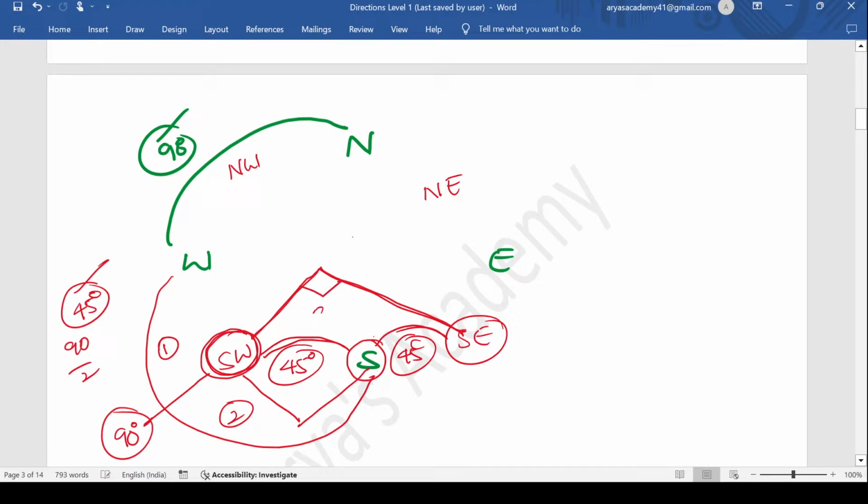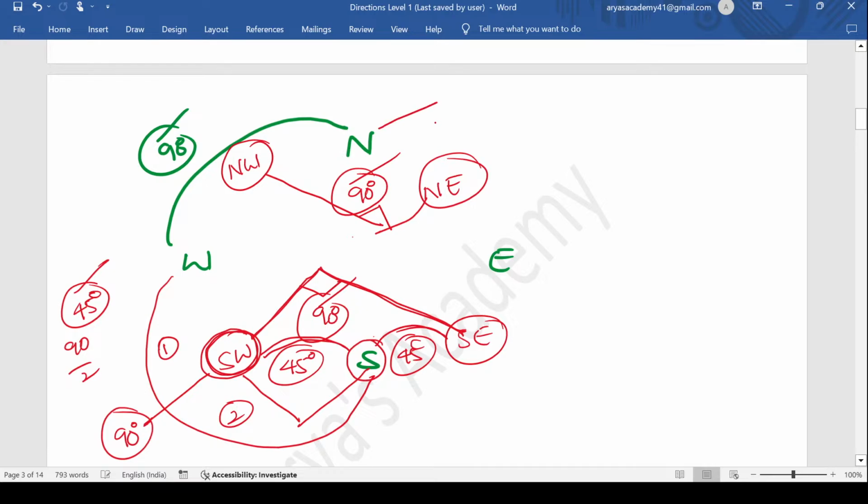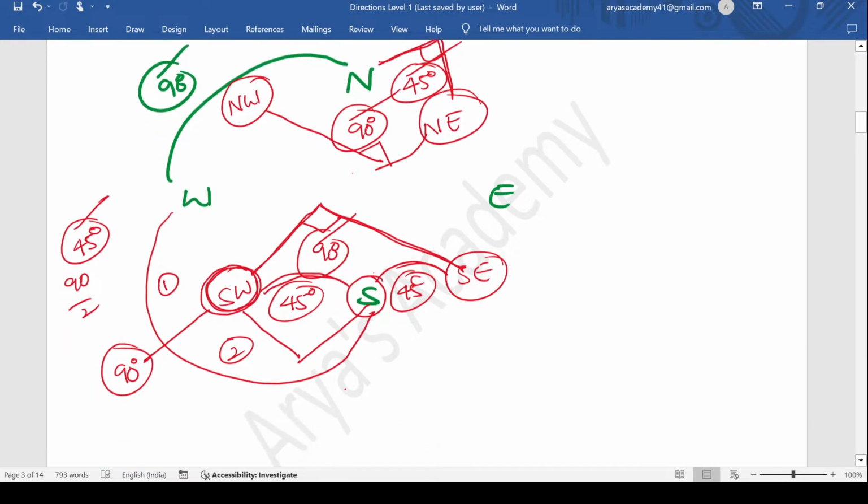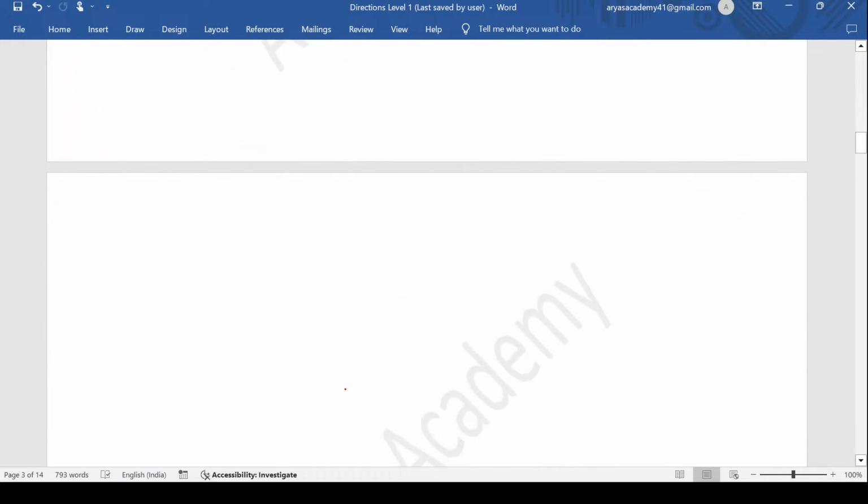So if I consider the angle between two adjacent subordinate directions, northwest and northeast, then the angle between them will be 90 degrees. But if I consider the angle between north, which is a main direction, and northeast, which is a subordinate direction, then the angle won't be 90. It will be 45 degrees. Okay. So I hope everything is now clear with respect to angles and directions. Now we are moving to the next point.